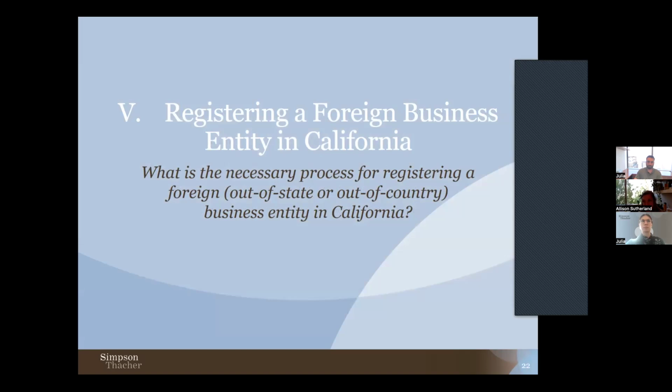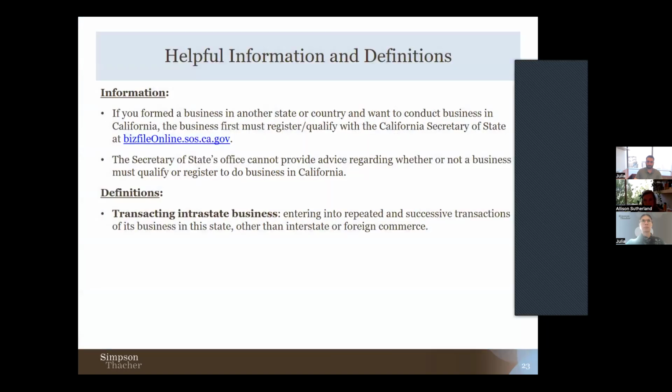Now we're going to talk through the process for registering your foreign business entity in California. This applies to businesses that were formed outside of California and perform business in California. So if you form a business in another state or country and you want to conduct business in the state of California, first you must register and qualify with the California Secretary of State, and we've included the link of where to file and register.